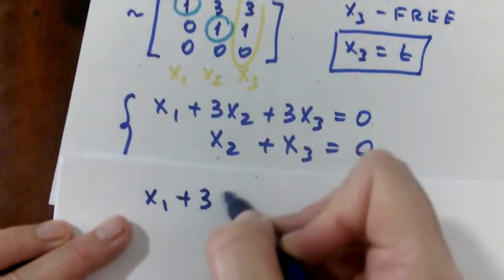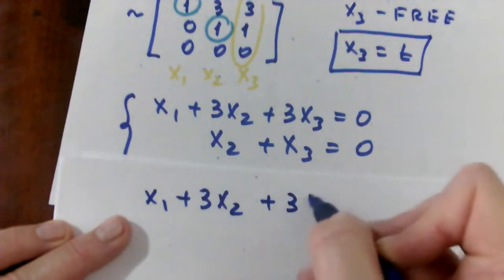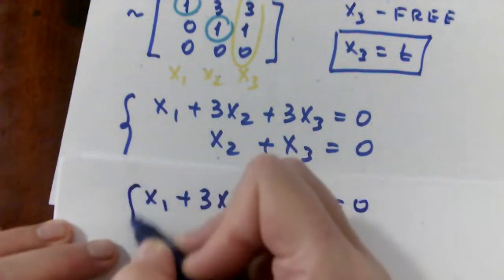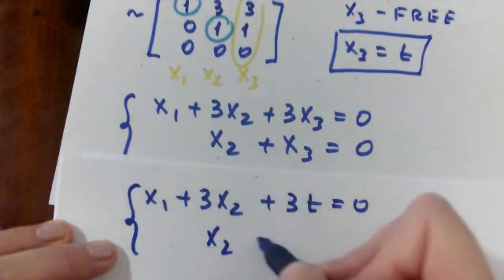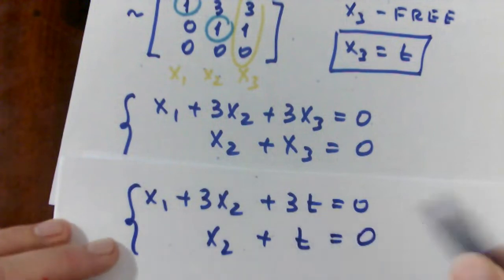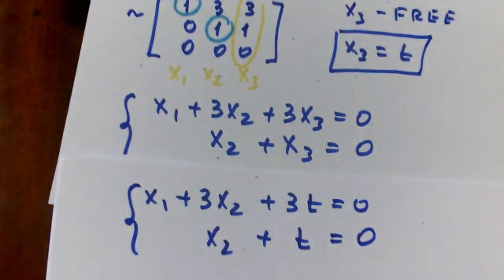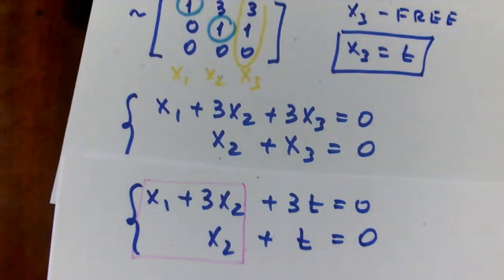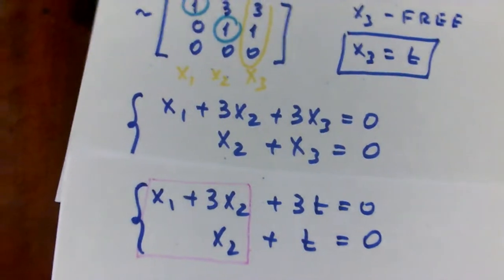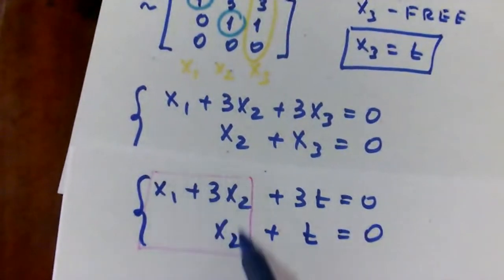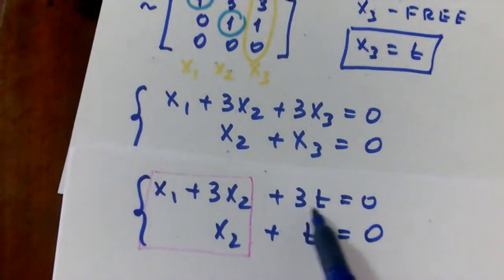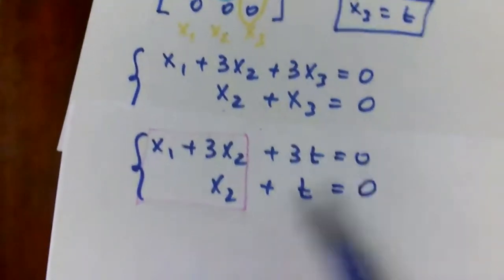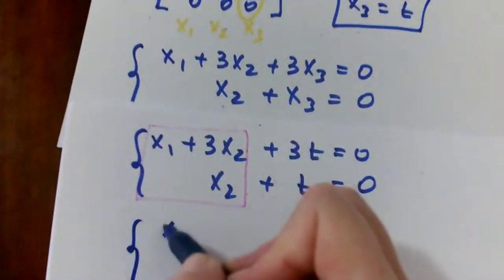Okay, x1 plus 3x3 plus 3t is equal to 0. And the second equation will be x3 plus t is equal to 0. Then I recommend you leave the so-called basic variables, x1 and x2, on the left. Basic variables are the ones that are not free variables, all the rest. So it's better to leave them on the left and move the rest to the right. It's very convenient and very efficient.